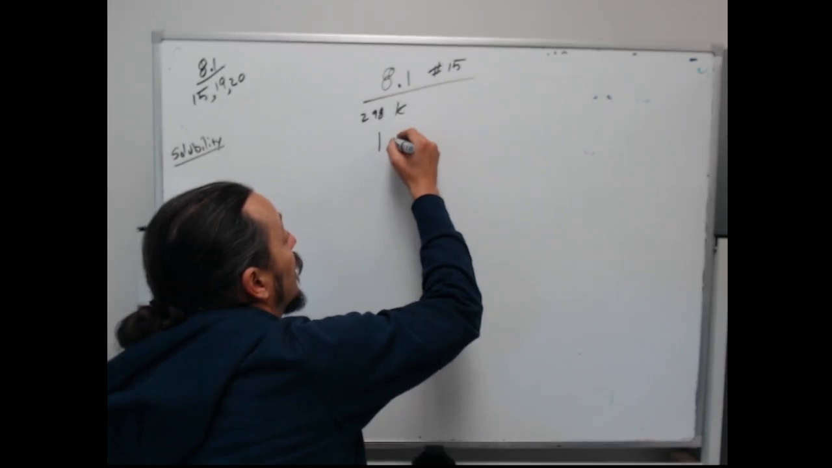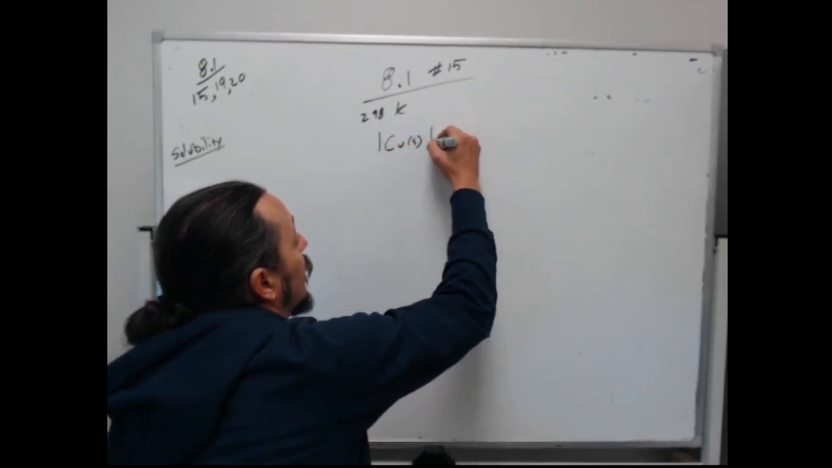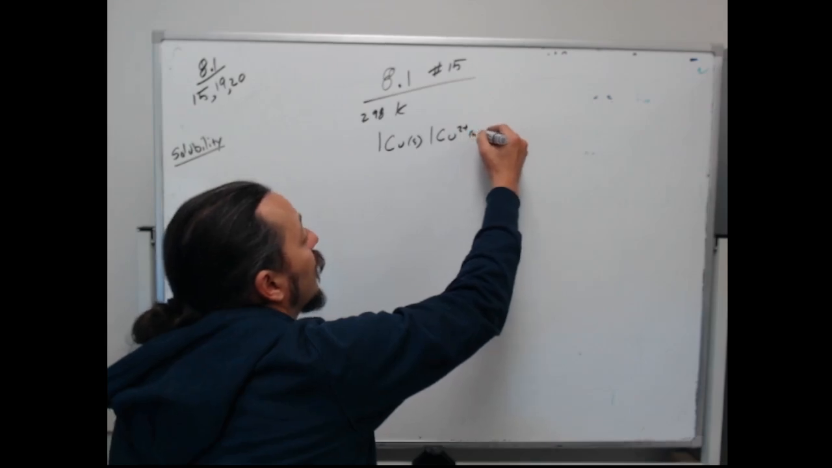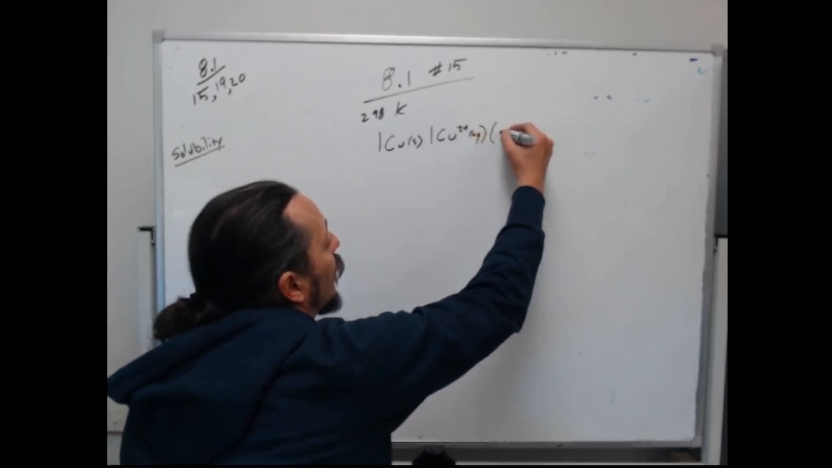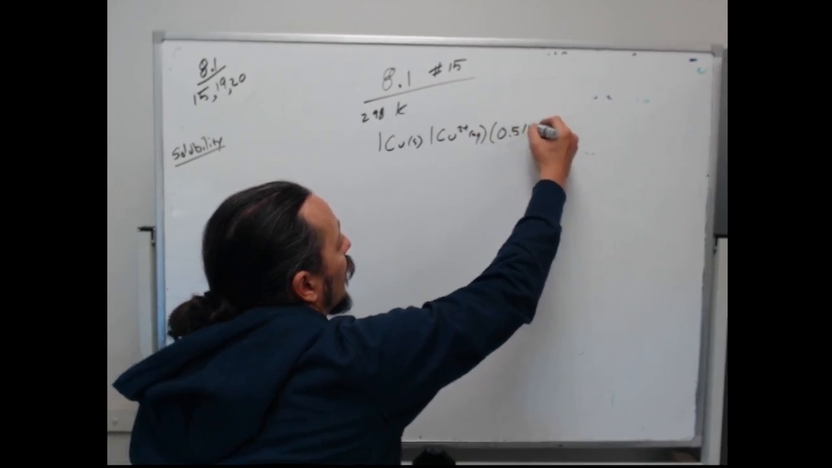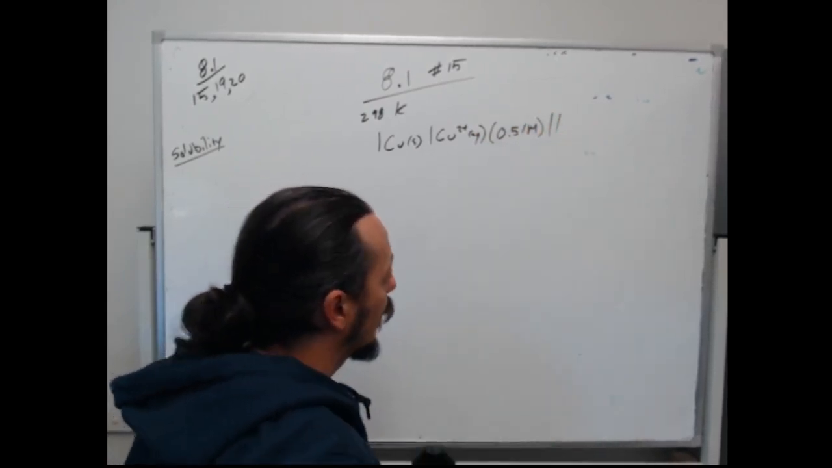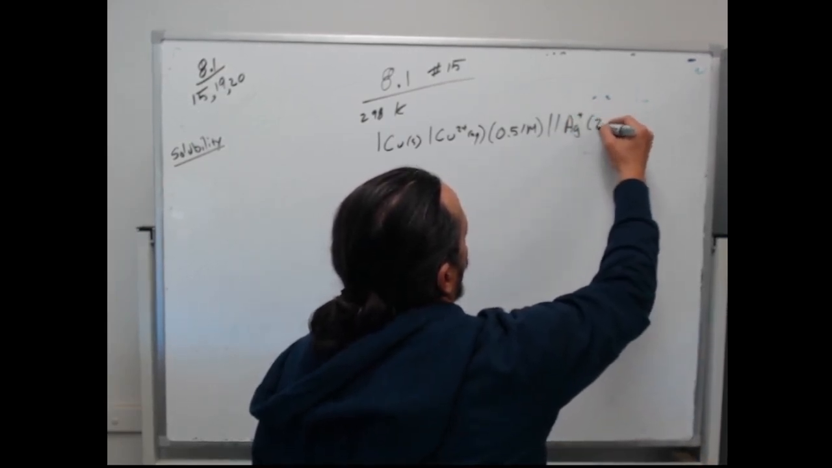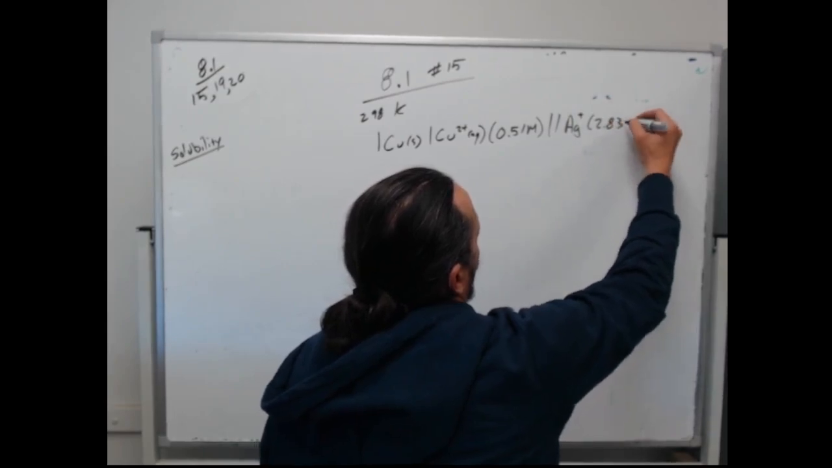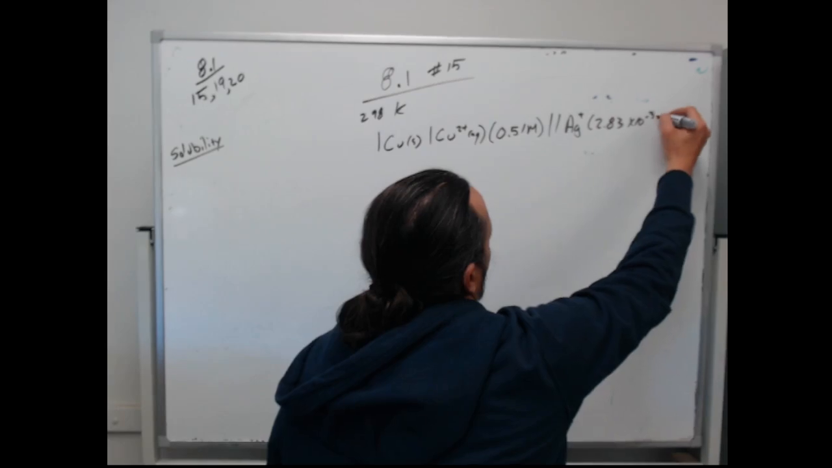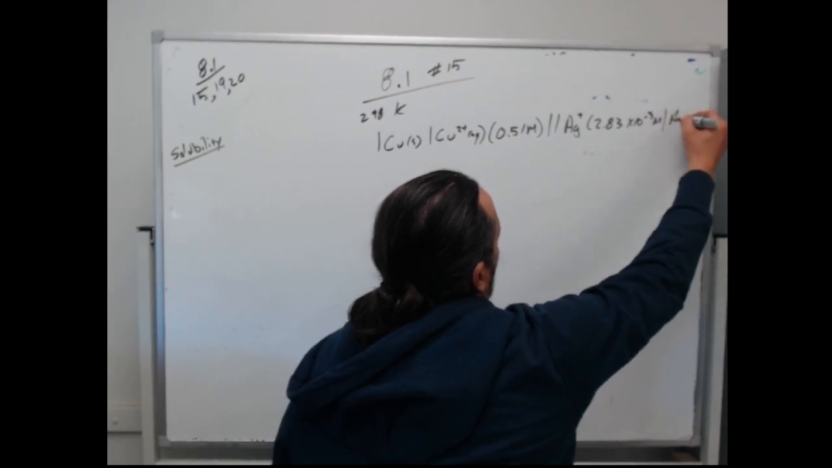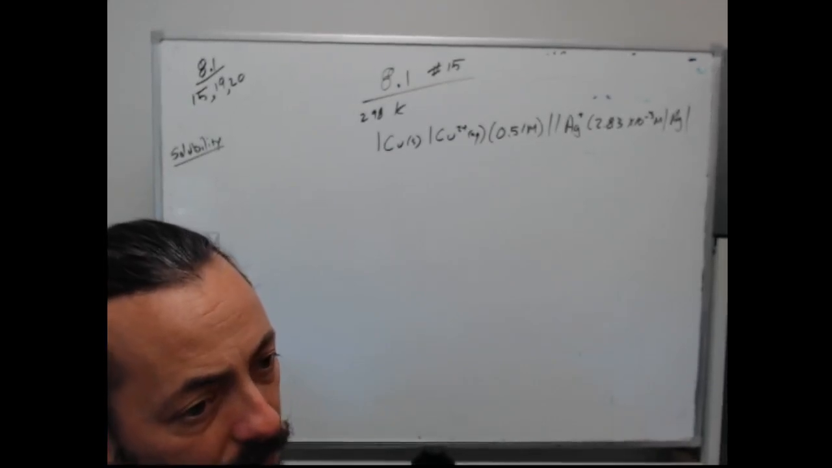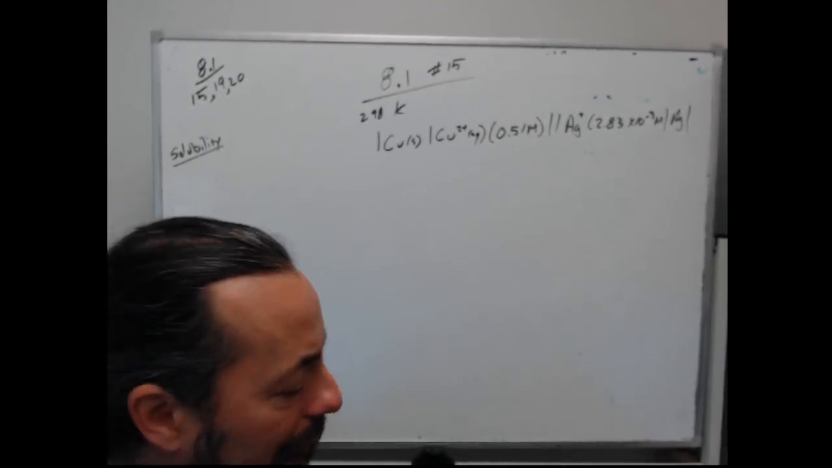Okay. Copper solid, and then the next part of the cell is copper 2 plus at 0.51 molarity. And then the two lines, Ag plus at 2.83 times 10 to the negative third molarity. And then just Ag solid. How do we even begin a question like this?